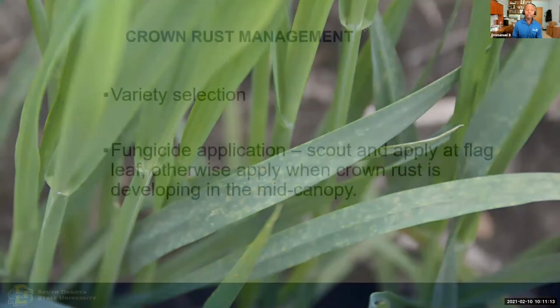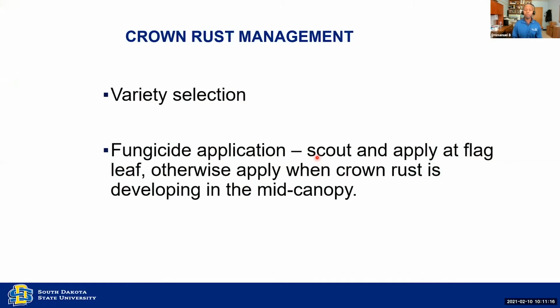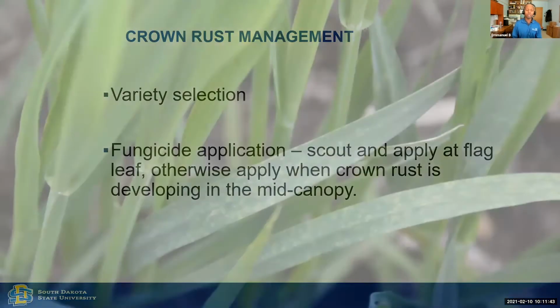So what I should have mentioned is that our recommendation for applying a fungicide is at flag leaf. However, where the disease is coming in early, you should do scouting. Of course, you should always be scouting throughout the season. And as soon as you see the disease developing in the mid canopy, apply a fungicide so that the crown rust will not overwhelm the crop. And I have some pictures and data to share with you to make that point clear.